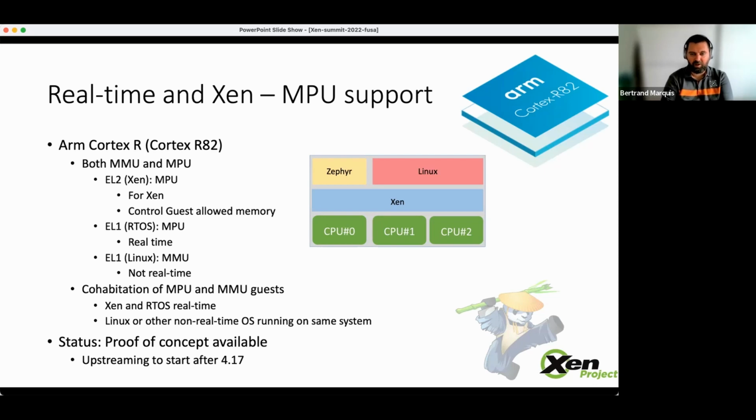This allows to create real-time guests, which are using MPU at EL1, with Xen using MPU at EL2. And on the side, have non-real-time guests like Linux using an MMU at EL1. You can have both types of guests living together on the same system. Currently, this is available as a proof of concept, and we will start the upstreaming shortly after 4.17.